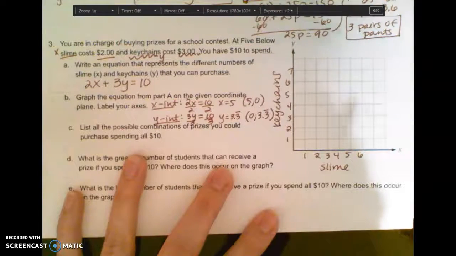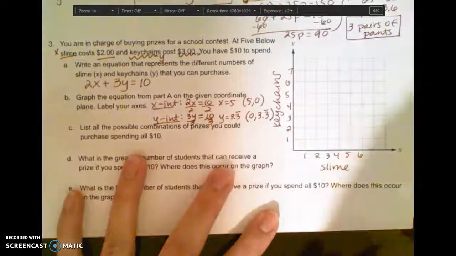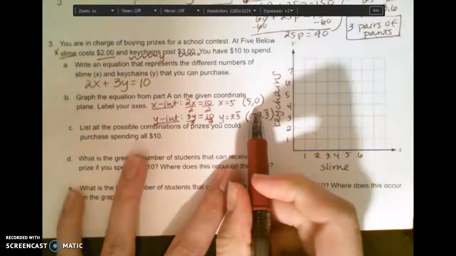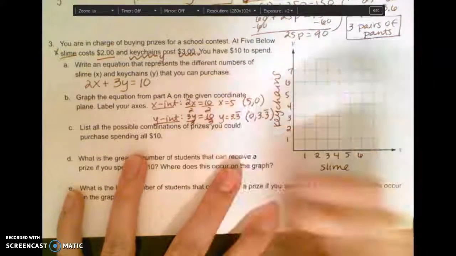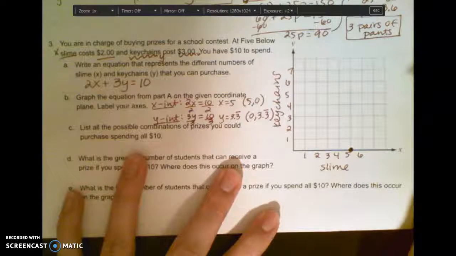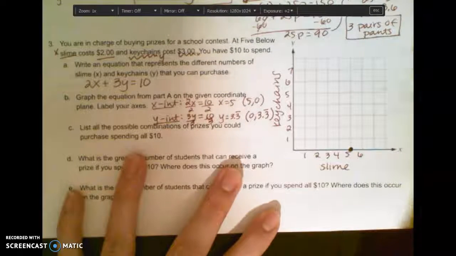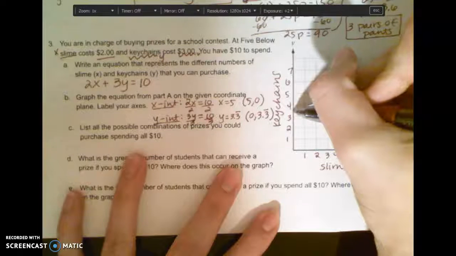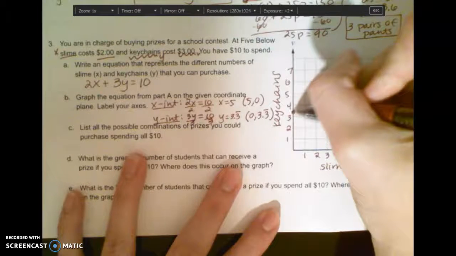All right, and then we need to go ahead and graph it. So when I graph it, I'm going to put my intercepts on. So I have the intercept 5, 0. That's over here. 5, 0. And then I've got the intercept 0, 3.3. So that is approximately here.